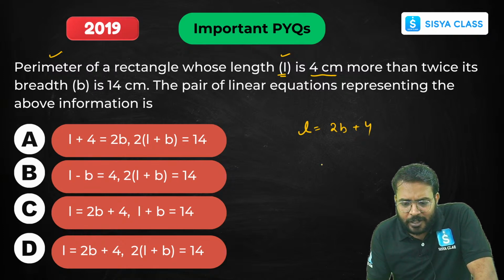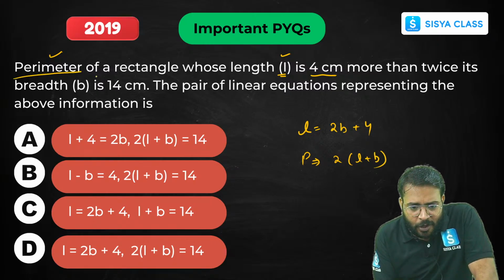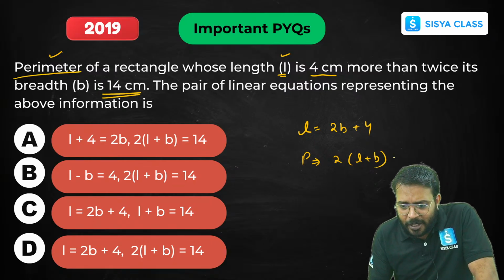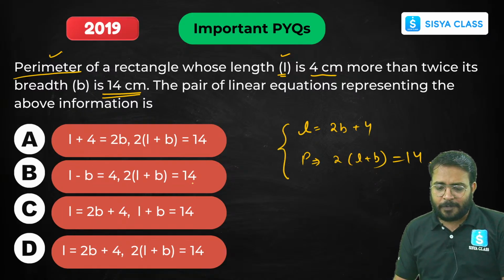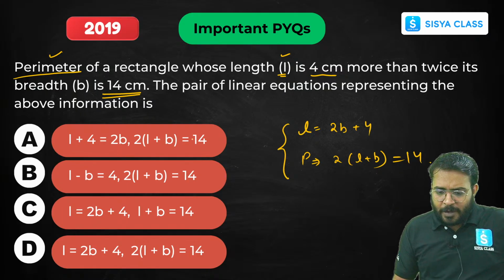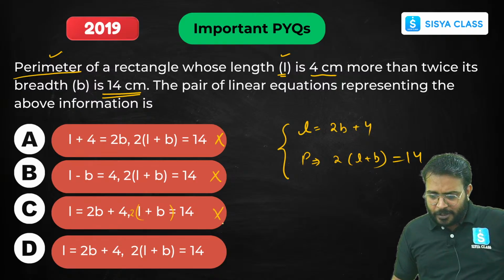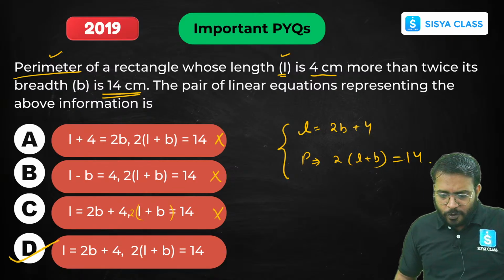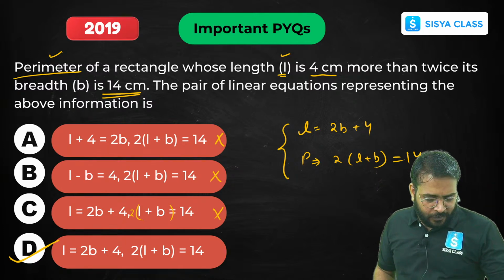And what is your perimeter, beta? Your perimeter is going to be twice of (L plus b), right? And they have given that perimeter is 14. So which equation is representing the same thing? L is 2b minus 4, no. L is equal to 4 plus b, no. L is equal to 2b plus 4, okay, fine. But here we should have to check the other one. That means this is also wrong. And option D is going to be your correct answer. Understood my point, everyone?